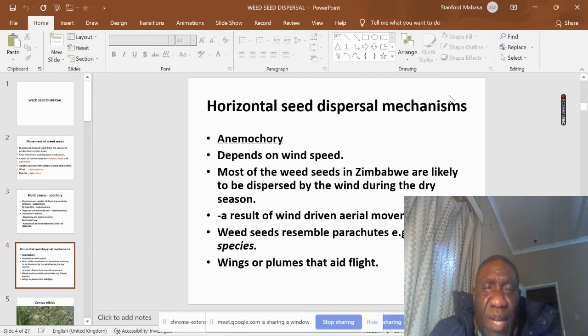Right, we are now going to start on horizontal seed dispersal mechanisms. Now, this is mainly due to wind.